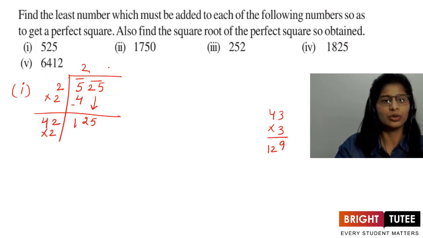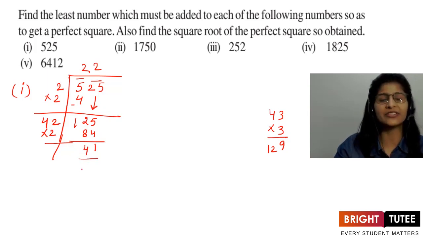Okay? Into 2. And 2 also we are writing here. 2 2s are 4 and 2 4s are 8. Let us subtract from this 125, we'll subtract 84. 5 minus 4 is 1. Then 12 minus 8 is 4. We get 41. So what we have to do is, square of 21 is less than 525 by 41.